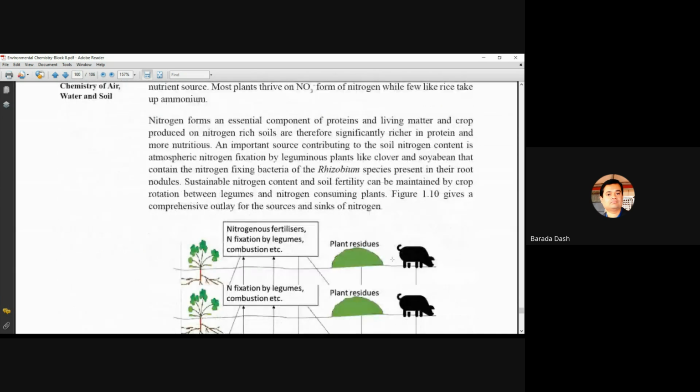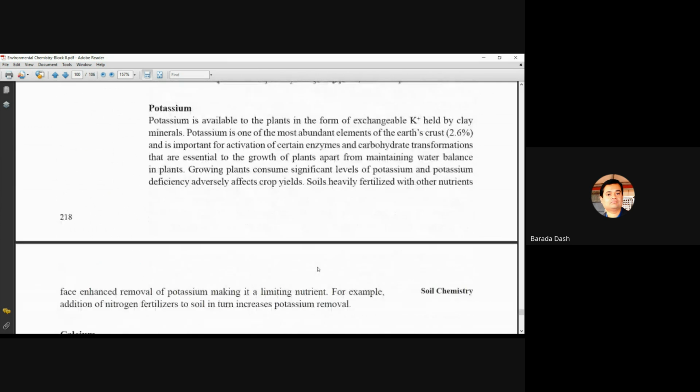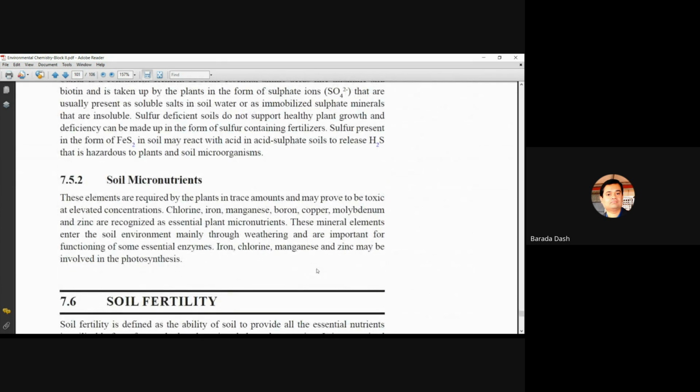And then next, phosphorus is also a macronutrient. A lot of phosphorus is required. Potassium is a macronutrient. Calcium, magnesium, sulfur, these are also macro. Then what are micronutrients? Like chlorine, iron, manganese, boron, copper, molybdenum, zinc. They are recognized as elemental essential plant micronutrients. That means they are required only in small amounts.